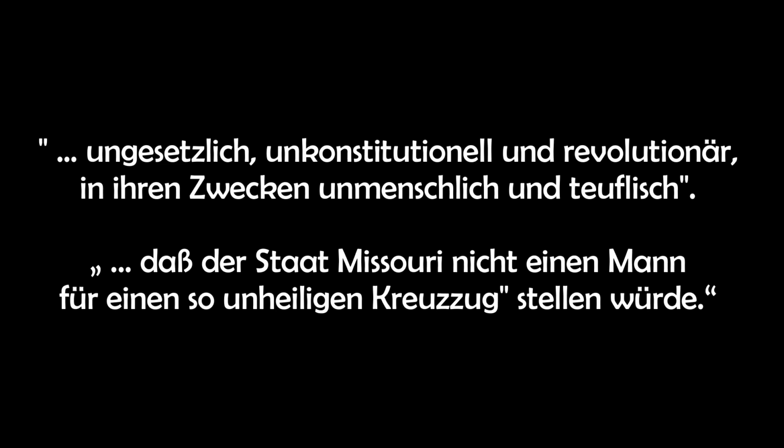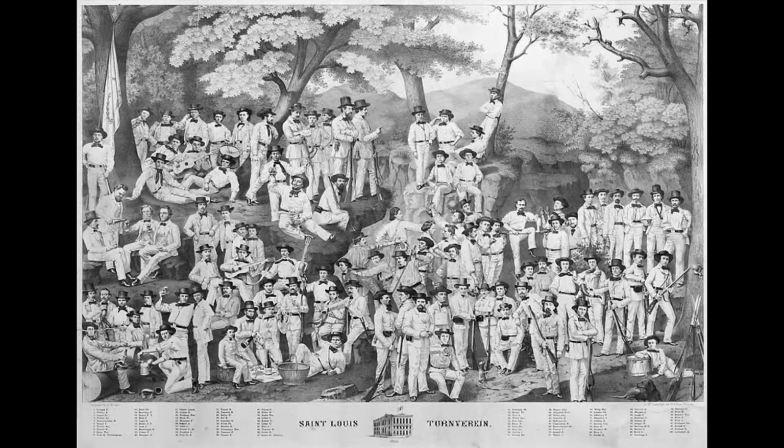Illegal, unconstitutional, and revolutionary in its aims, inhuman, and devilish. He had also made it clear that the state of Missouri would not provide a single man for such an unholy crusade. However, Jackson had not counted on the Germans in Missouri and neighboring Illinois, including the many left liberals from the German Revolutionary period of 1848.